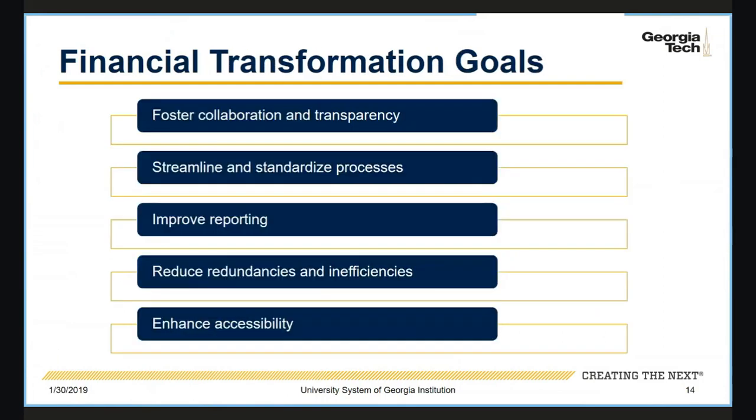As far as the financial transformation goals, you've probably seen these in the past. They have not changed. First is to foster collaboration and transparency, and that will result in financial compliance. We want to streamline and standardize processes for the end users. We want to improve reporting. We want to reduce redundancies and inefficiencies. And finally, we want to enhance accessibility.